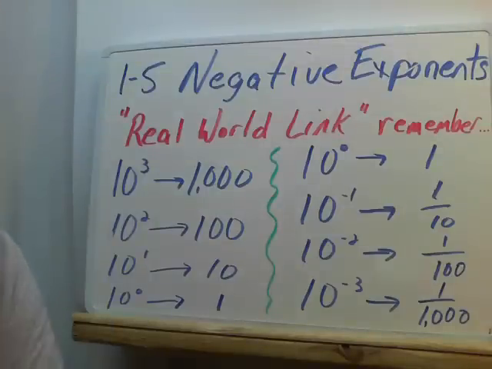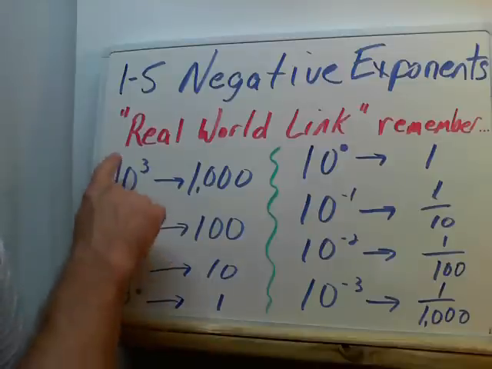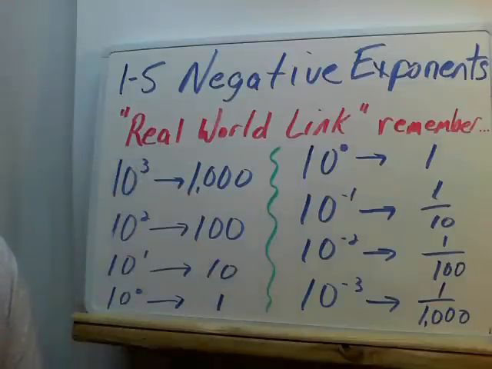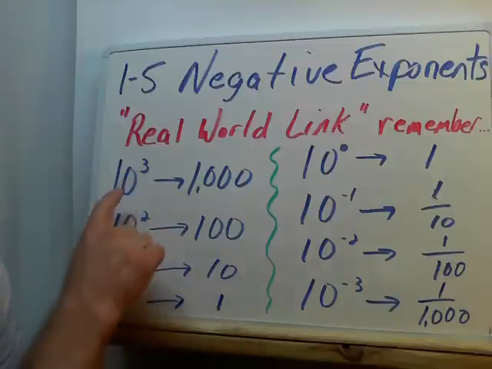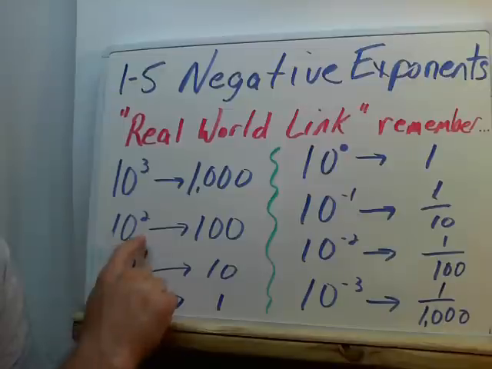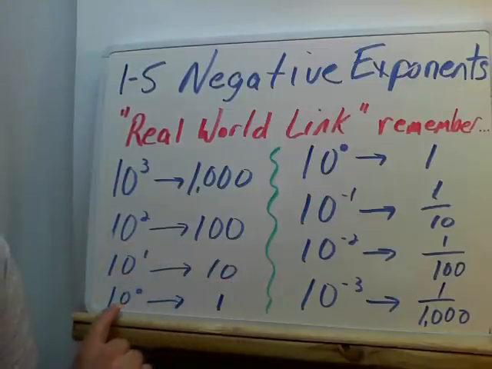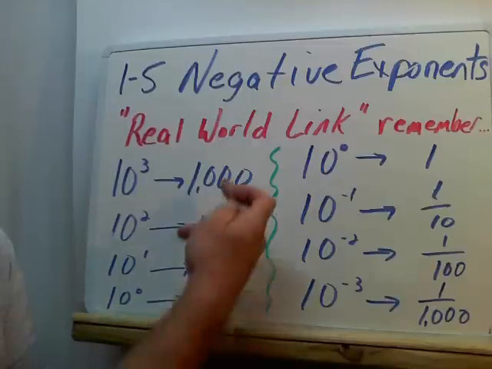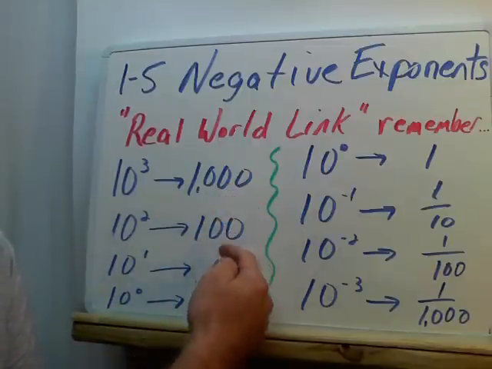Okay, this is lesson 5 in chapter 1. We're going to be talking about negative exponents. So I want to remind you about the activity we did, the real world link in your book, where we talked about 10 cubed is 1,000, 10 squared is 100, 10 to the first is 10, 10 to the 0 power is 1, and you start to see that this is dividing by 10.